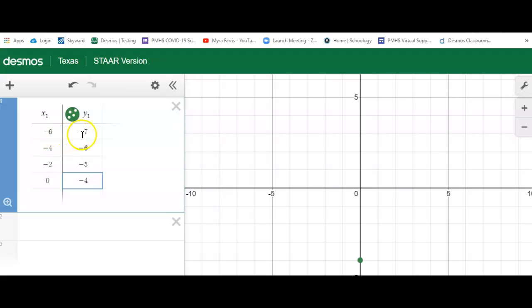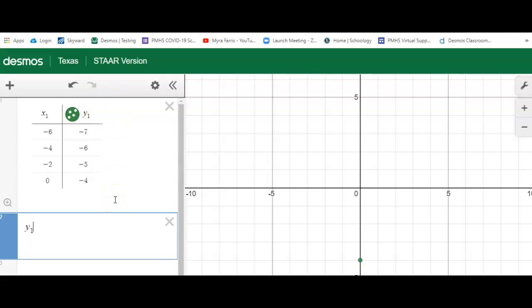Do you have a -6 and -7? -4 and -6? -2 and -5? 0 and -4. Do you have the correct numbers? Okay, then we're going to click on the next box. And what we want it to be in is y equals mx plus b form. But what do you see up here by the y? Do you see that it says y1? So to tell the computer I want that column of y's, I type in y1.